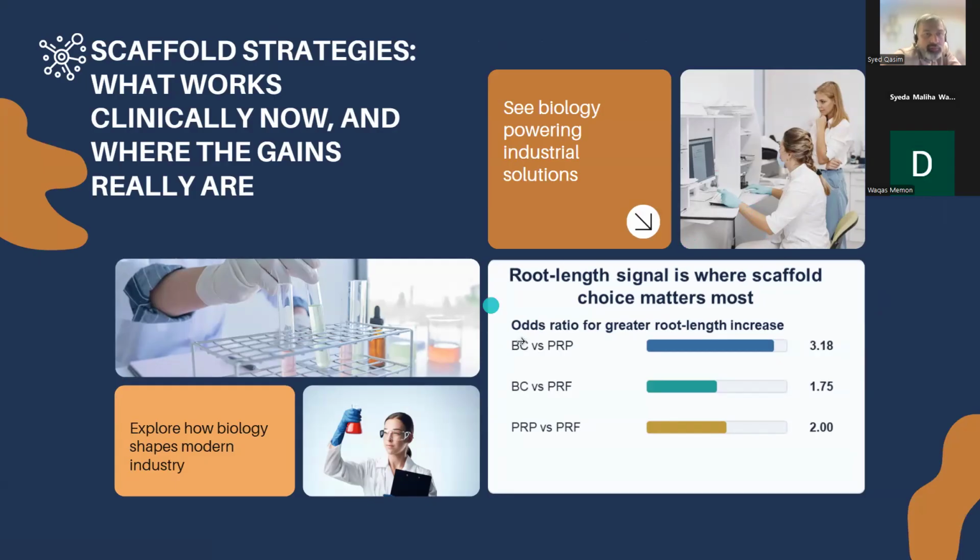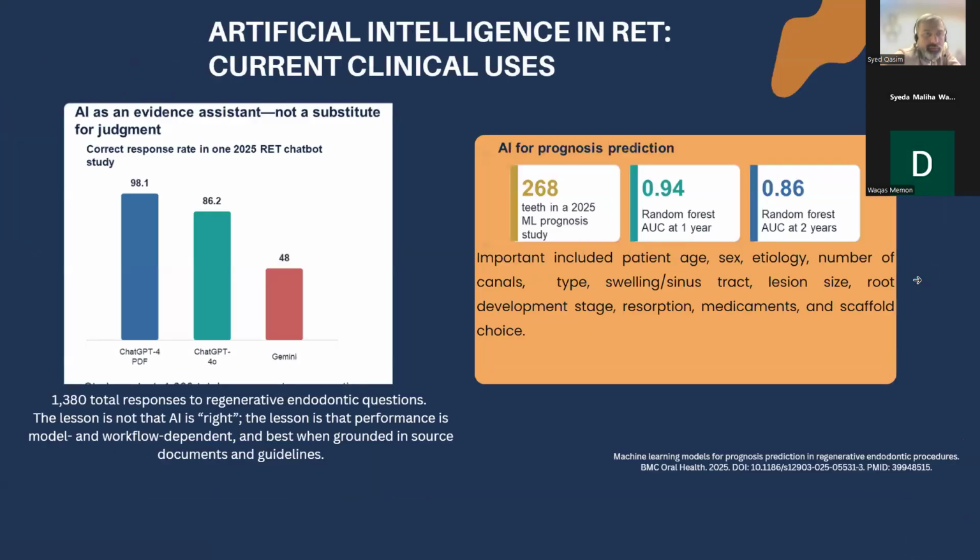So what we have seen is, I think we actually talked about this scaffold. We talked about the root length. We talked about the biological aspects of it. I'm just going to skip it and let's talk about this: artificial intelligence used in regenerative endodontic therapy. Having dug through the literature, what I came across was that papers are coming up on AI in regenerative endodontics, used as an evidence assistant and a prediction engine as well, which can predict what strategy will be used. And there was a paper which actually did this.